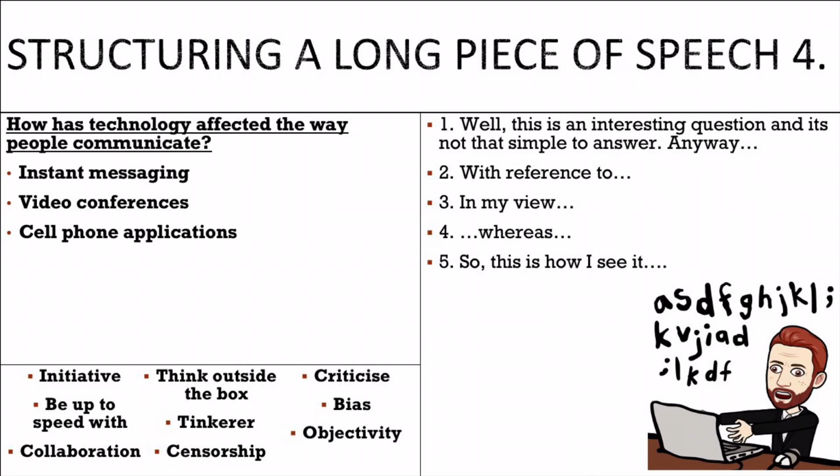If you're not sure of any words like to be up to speed with, which basically means to be up to date or to be in the know, or tinkerer, which is somebody who enjoys fixing or playing with machines, or bias, somebody who leans towards one belief or ideology because of maybe his or her past experience. And of course we have the structure on the right.